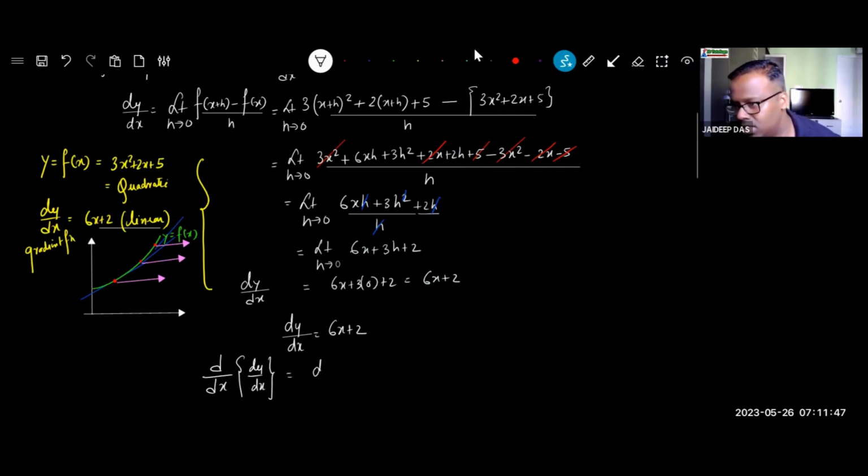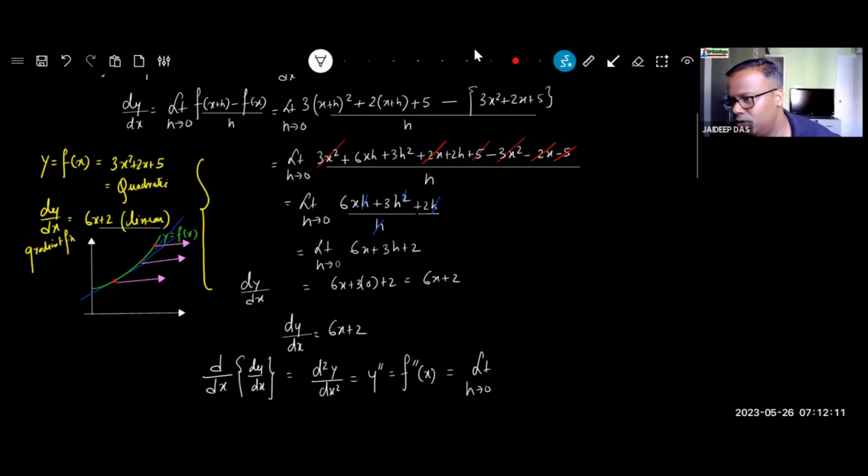This is known as d2y by dx2. We don't call it square. d2y by dx2, which is also read as y double prime, which is also read as f double dash of x. It means you are doing the second differentiation. Okay, this is a second derivative. And we follow the same formula.